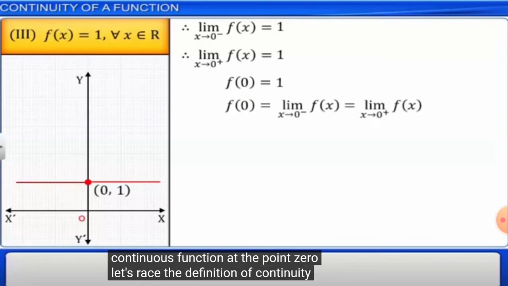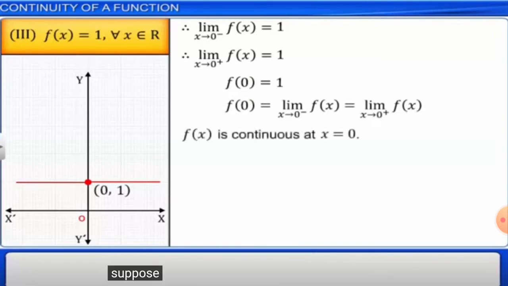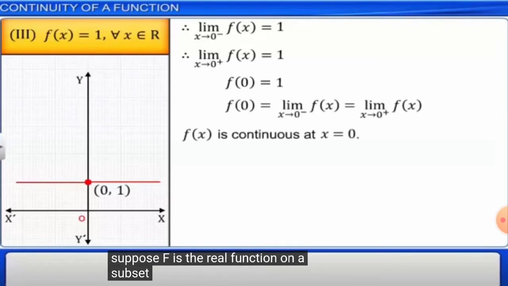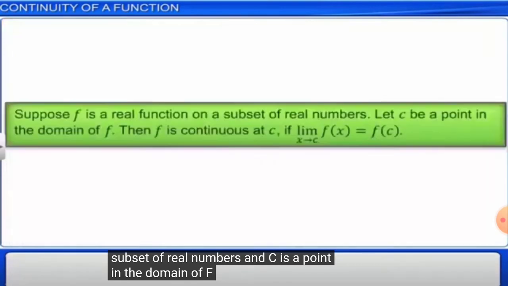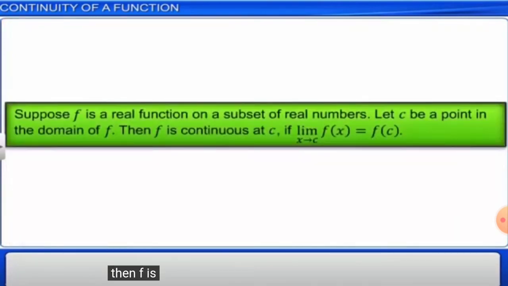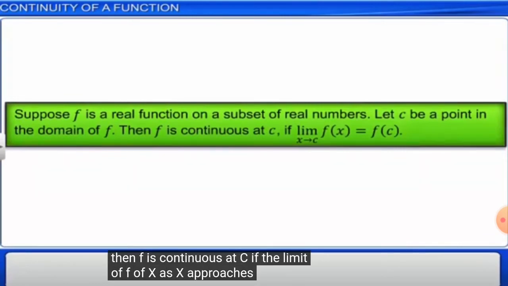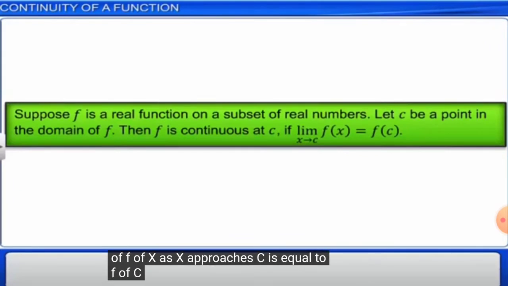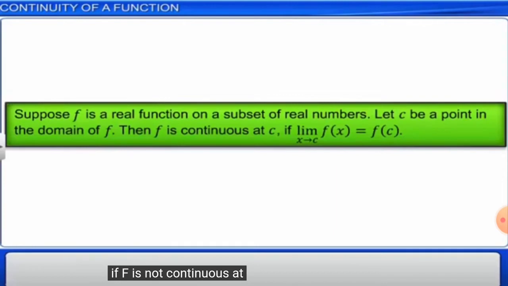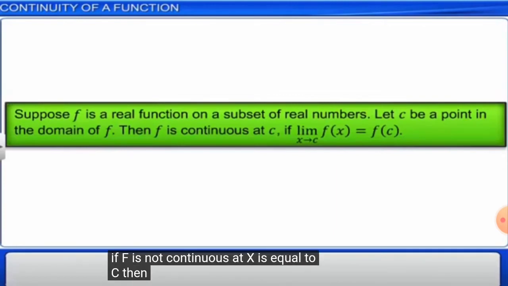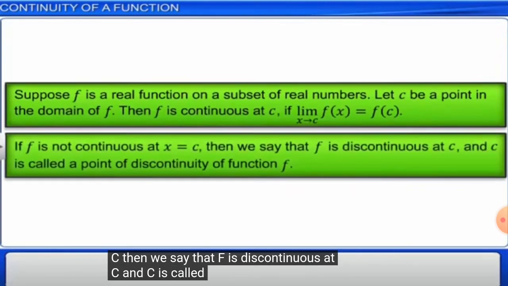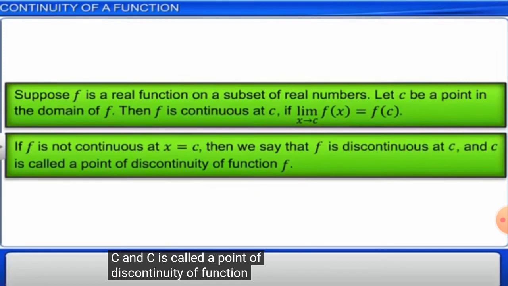Let's phrase the definition of continuity. Suppose f is a real function on a subset of real numbers, and c is a point in the domain of f. Then f is continuous at c if the limit of f of x as x approaches c is equal to f of c. If f is not continuous at x equal to c, then we say that f is discontinuous at c, and c is called a point of discontinuity of function f.